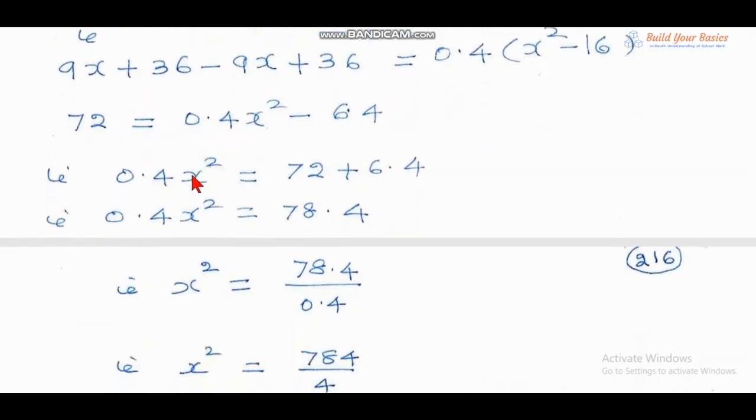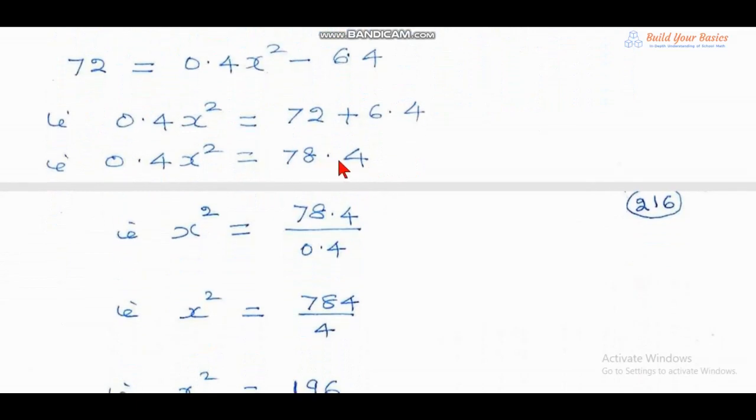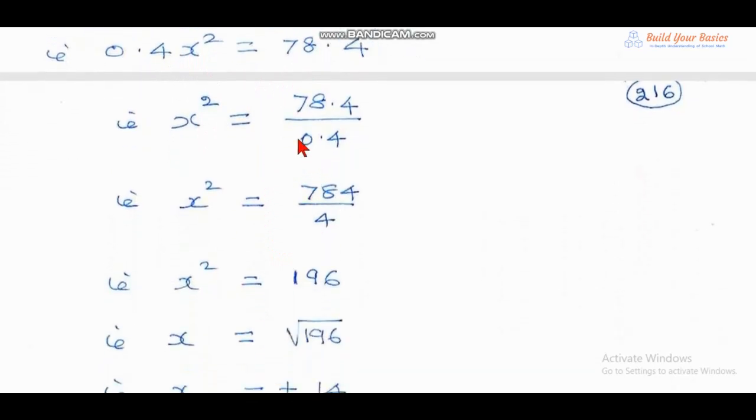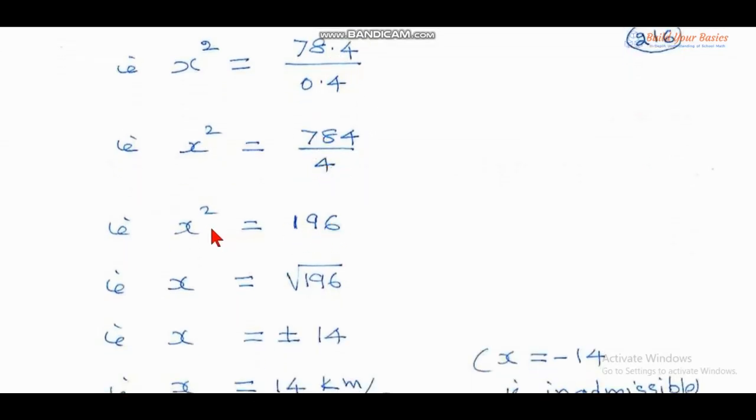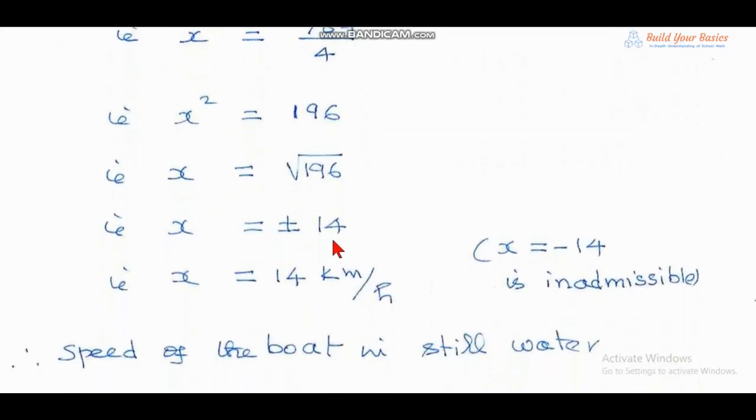That is 0.4 x squared is equal to 72 plus 6.4. That is 78.4. 0.4 x squared equal to 78.4. So x squared equal to 78.4 divided by 0.4. That is 784 divided by 4. I have removed the decimals both in the numerator and denominator by multiplying numerator and denominator by 10. Now this is equal to 196. X squared equal to 196. So x equal to square root of 196. That's equal to plus or minus 14.